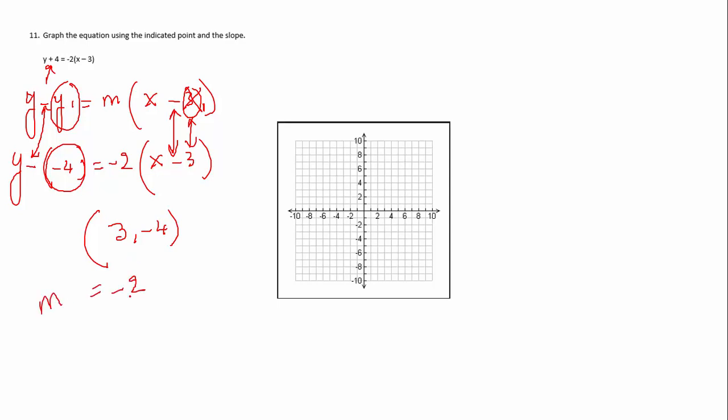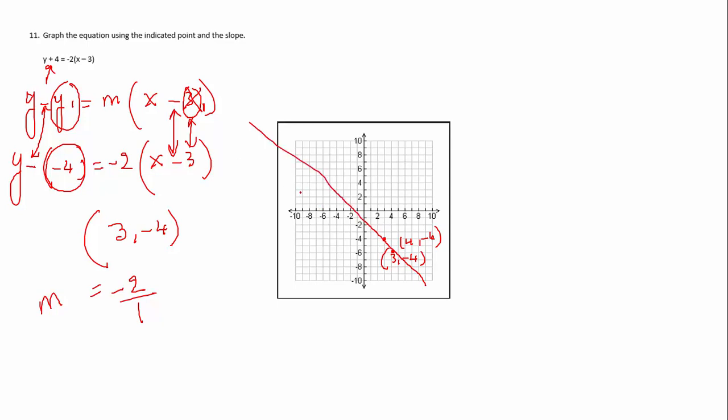Let's plot this line. So 3, -4, 1, 2, 3, 1, 2, 3, 4. This point is 3, -4. We're gonna go down 2 and right 1. So let's go down 1, 2, right 1. So this is the other point. It's gonna be 4, -6. And then all we have to do, join those 2 points. This would be the line.